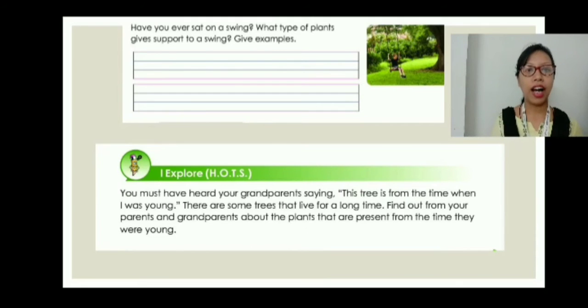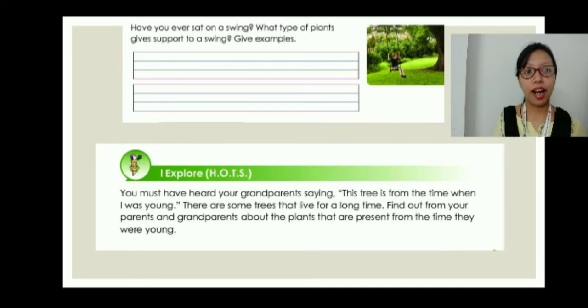Then we have I Explore. You must have heard your grandparents saying this tree is from the time when I was young. There are some trees that live for a long time. Find out from your parents and grandparents about the plants that are present from the time they were young. So we already know that the big trees, they live for a very long time, right? For years and years they live. But what are some of the plants? Yes, you have to ask your parents and grandparents.